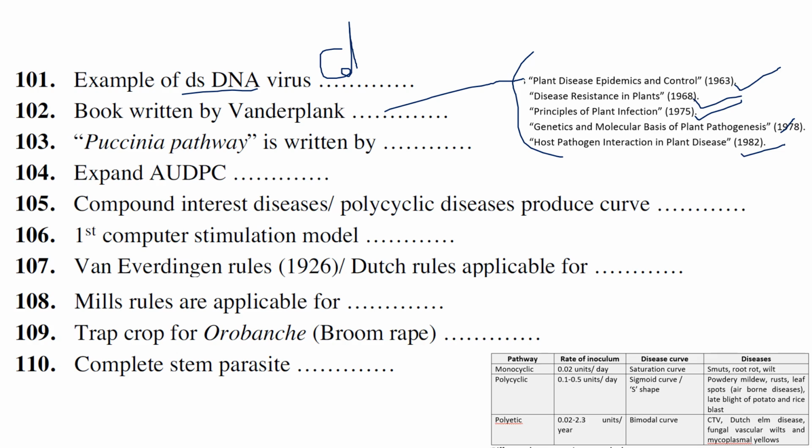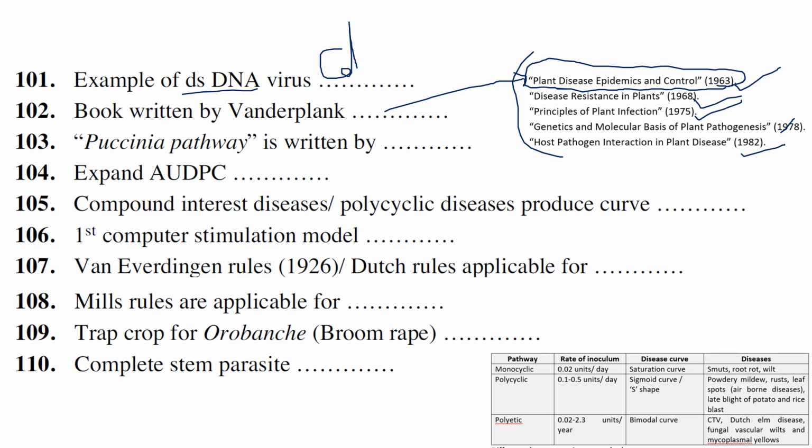The most famous book among those written by J. Vanderplank is Plant Disease Epidemics and Control. Out of all the books which he wrote, this is the very famous one, and he became largely famous for it. I suggest you go through the options, but the majority of the time this option, Plant Disease Epidemics and Control, will be there.